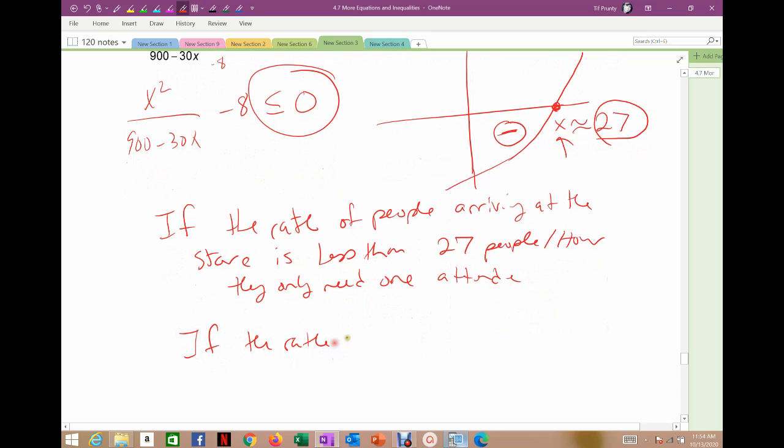If the rate is over 27 people, then they need a second attendee. All right, so if the people coming into the store is over 27, a second attendee.